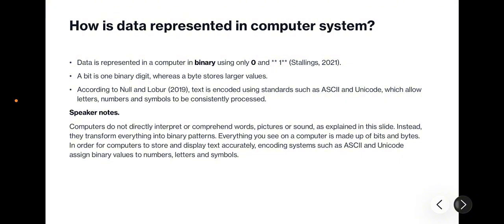Computers do not directly interpret or comprehend words, pictures, and sounds, as explained in the slide. Instead, they transform everything into binary patterns. Everything you see on a computer is made up of bits and bytes. In order for computers to store and display text accurately, encoding systems such as ASCII and Unicode assign binary values to numbers, letters, and symbols.